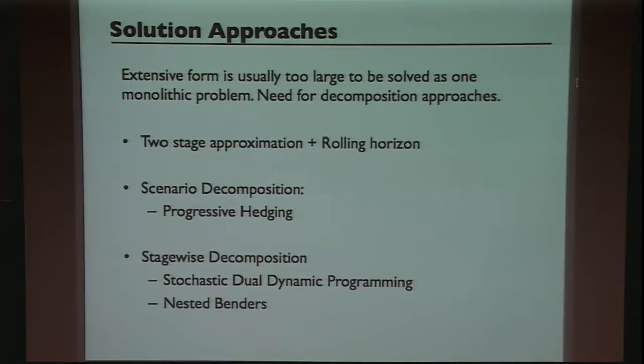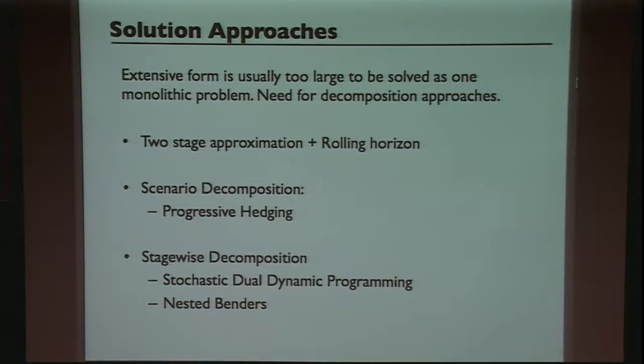All right. So let's talk about the solution approaches for these models. This extensive form might be too large to solve as one large problem, just because the scenario tree is huge. So we need to have some decomposition methods, and that has been the theme this morning as well. I'll talk about a very simple idea, and I think that'll answer your question, this two-stage approximation, and how to use that in a rolling horizon way to come up with a policy for your actions, for a solution to this model. Then I'll talk about scenario decomposition or progressive hedging, and then stage-wise decomposition and this stochastic dual dynamic programming algorithm, and I'll mention a little bit about nested measures.